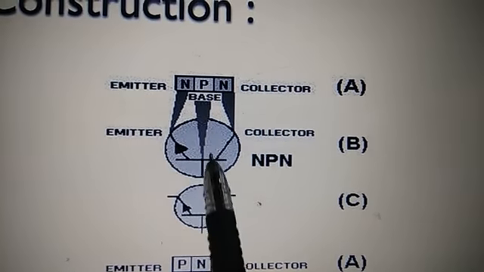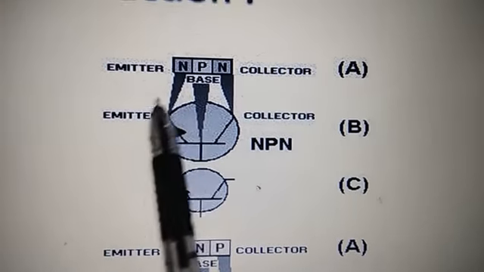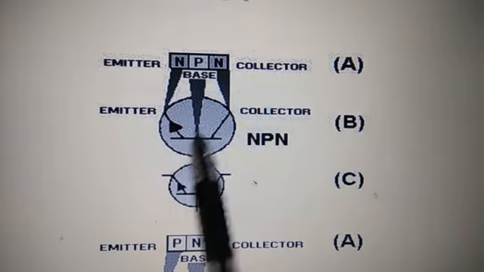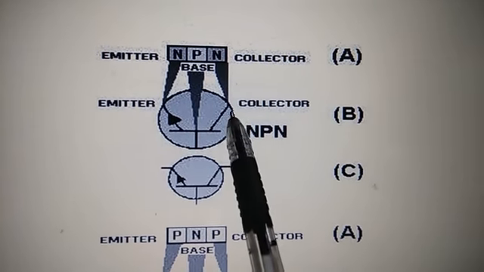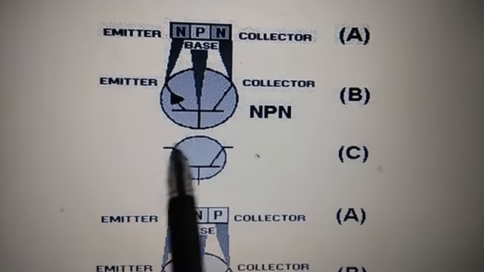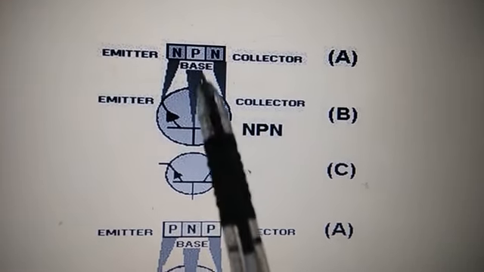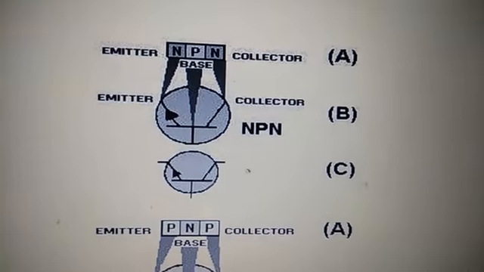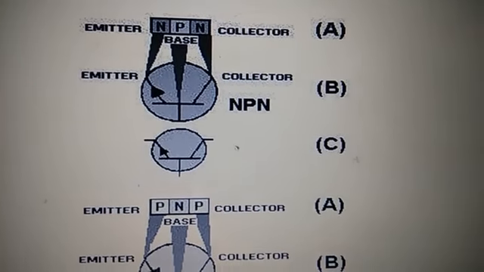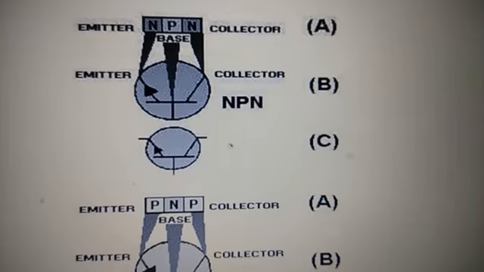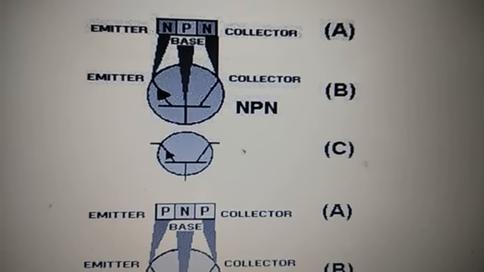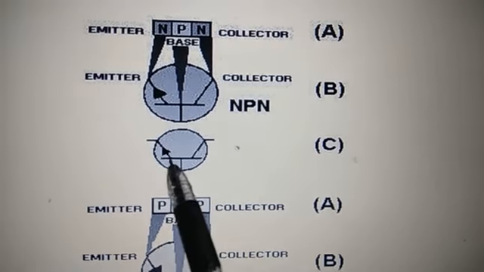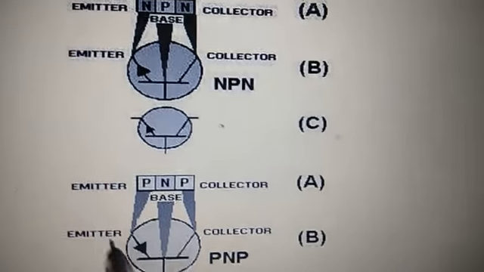So this base is shown with this terminal, this emitter is shown with this terminal, and this collector is shown with this terminal, and this is the symbol. If this is an NPN transistor, the arrow of the emitter is outwards, which indicates the flow of the current from emitter to collector. This arrow is outside of this one.